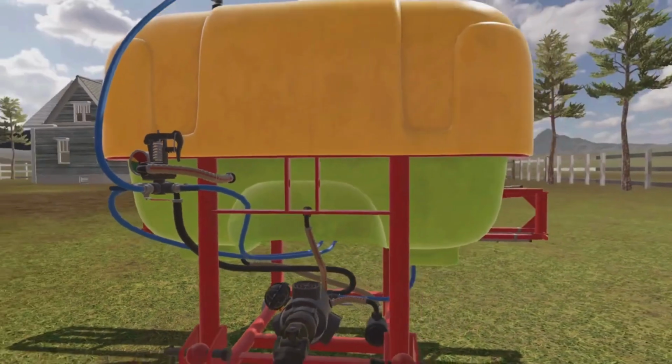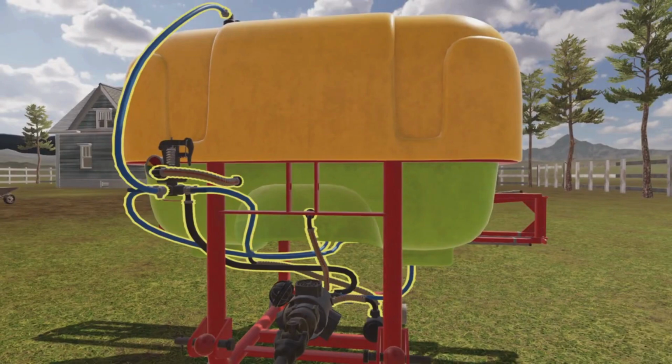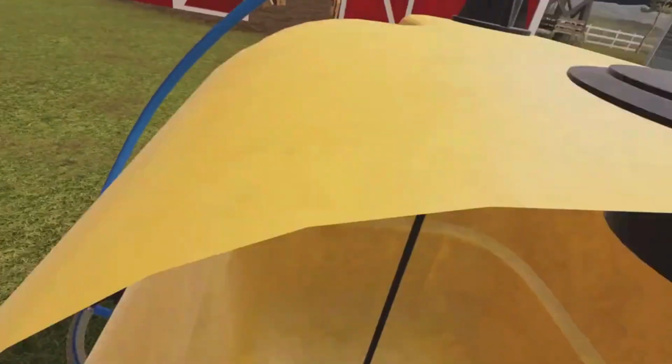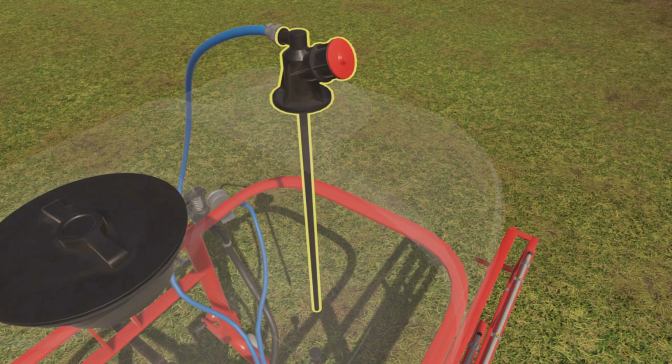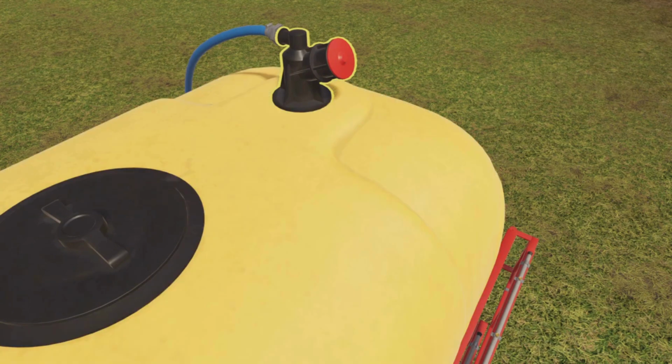Hoses and pipes. Connect the tank to the pump and the spraying system, ensuring the transfer of liquid through different sized connectors. Agitator. A mechanism used to keep the liquid inside the tank homogeneous, preventing the chemicals from settling and ensuring even application.